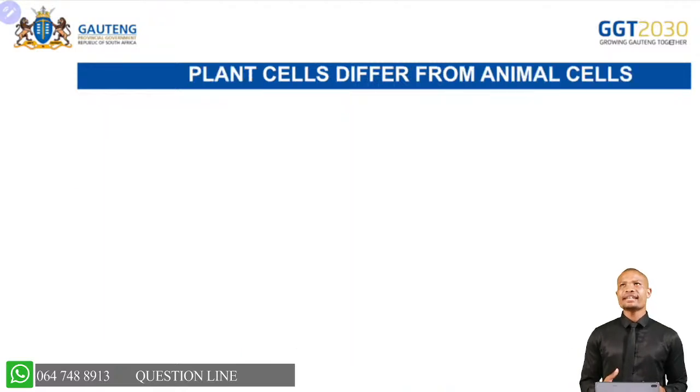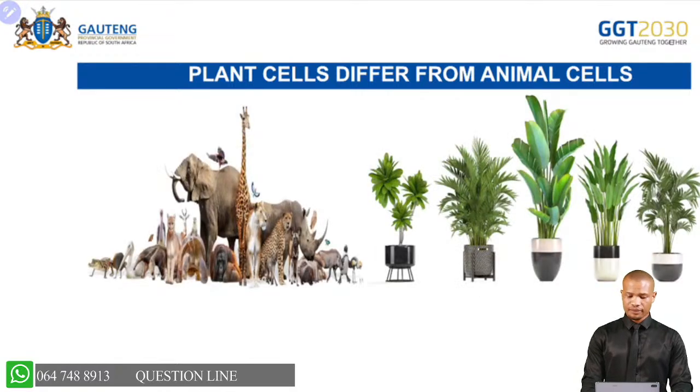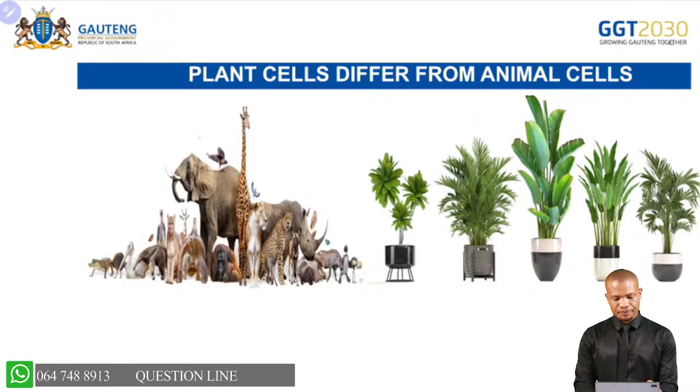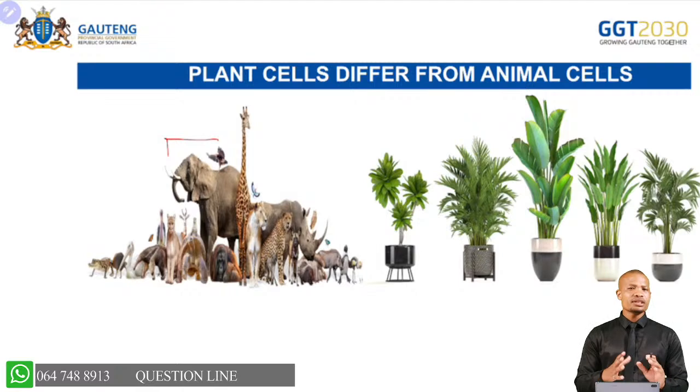Right, now let's look at differences between a plant cell and an animal cell. But before we do that, let's quickly compare animals to plants and see what makes them different from each other. If you look at the picture towards the left, we have animals. All of these are animals, and they look different but similar to each other. Most of them have 4 legs and a tail. They are more closely related to each other than they are to plants.